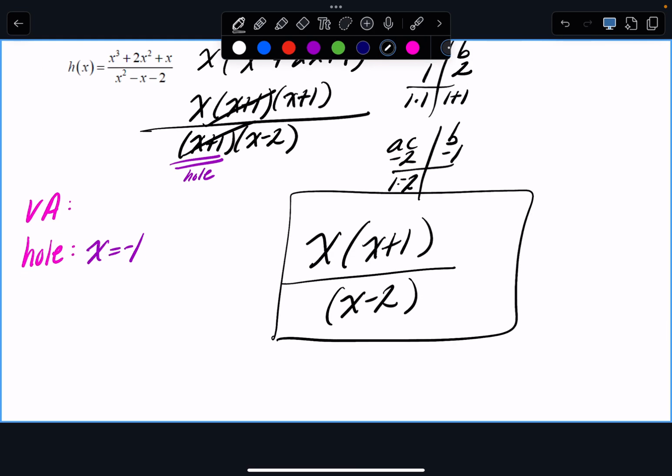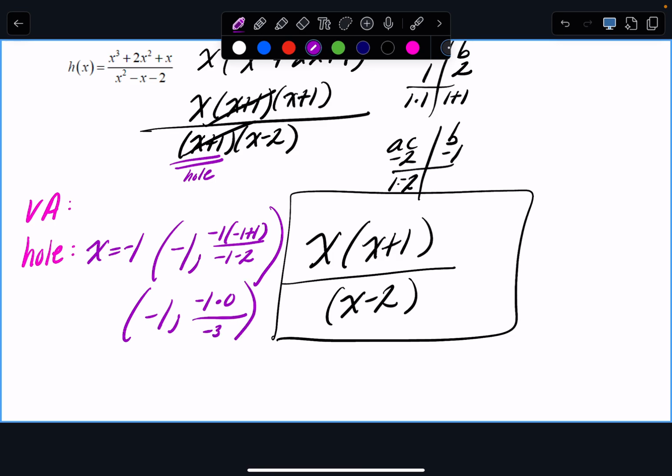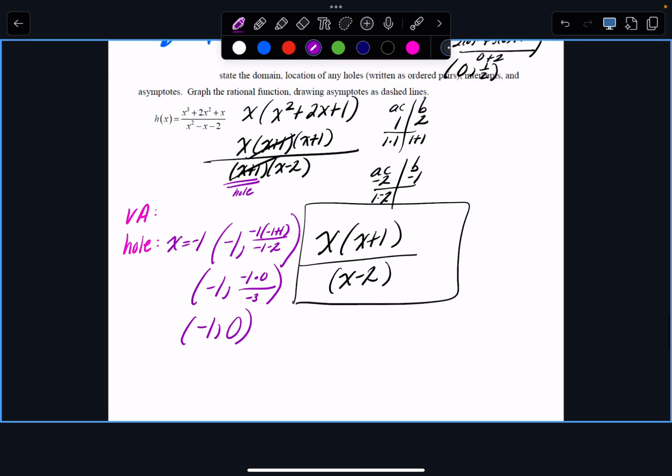So I put a box around it to keep my brain looking in the right spot. So from here on out, I'm using that thing. So my hole isn't just at negative 1. It's at negative 1, some number. So we've got to go plug in negative 1. So that'd be negative 1 times negative 1 plus 1 divided by negative 1 minus 2, which is negative 1 comma negative 1 times 0 over negative 3, which is negative 1 comma 0. So that's my hole. I'm going to write myself a note.